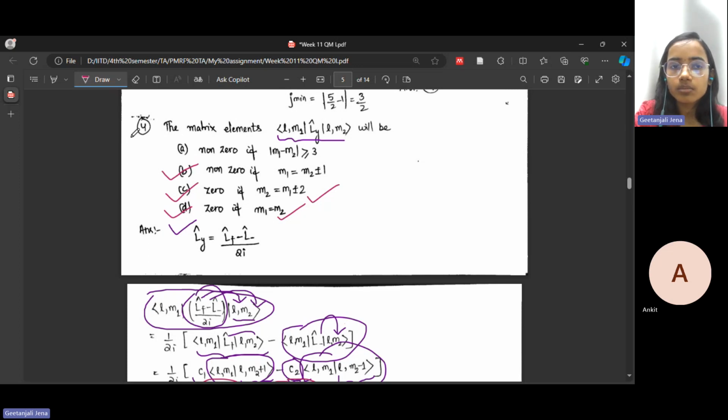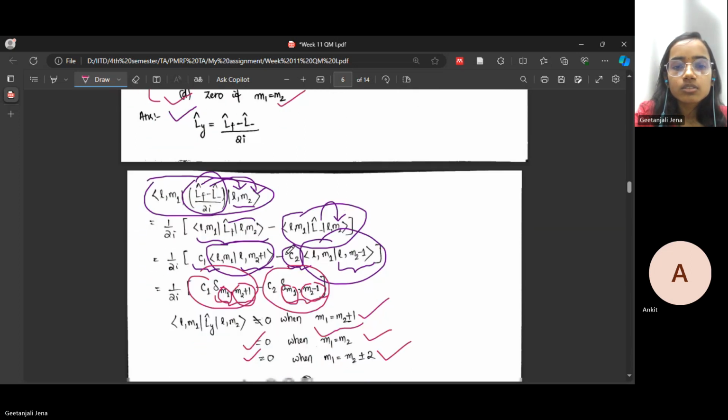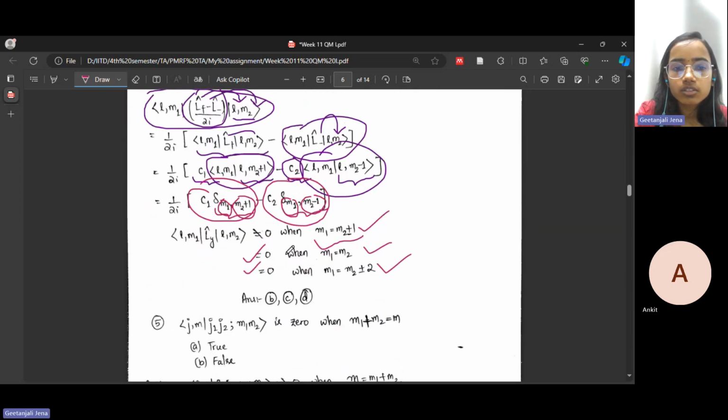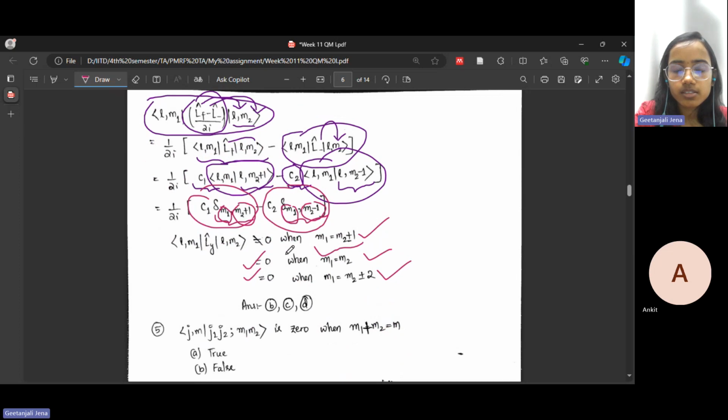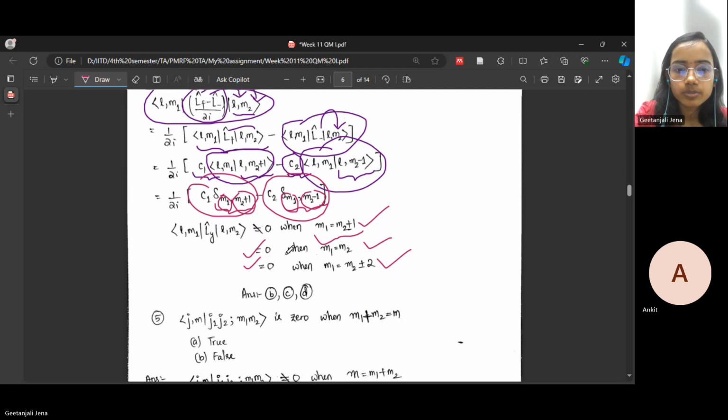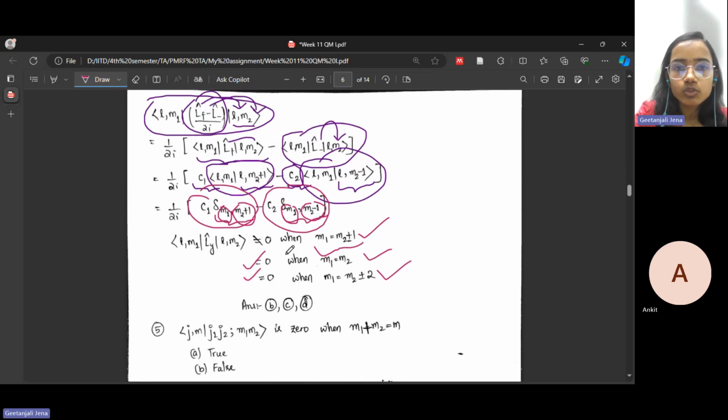So for this problem, you have three answers. In this way, you can find out whether the matrix element is 0 or not. Now let us move to the fifth question.